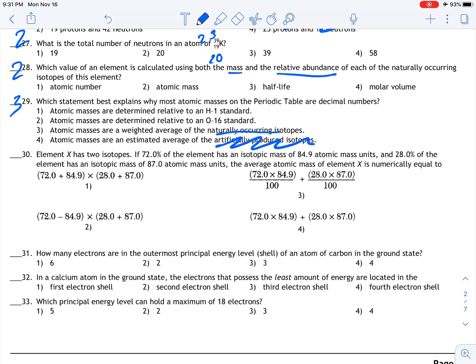Element X has 2 isotopes. If 72% of the element has isotopic mass 84.9, and so on. Okay, so we're going to do mass times percent abundance and mass times percent abundance, over 100.